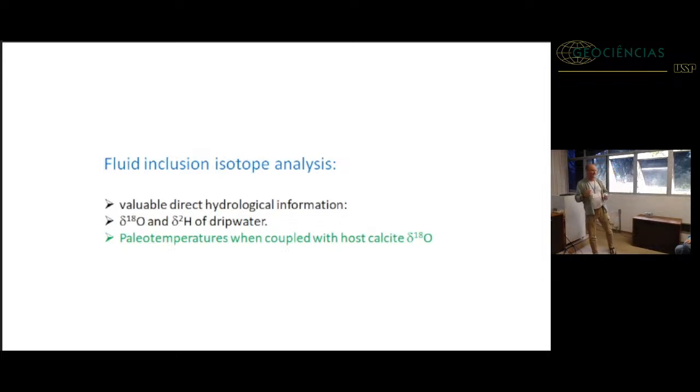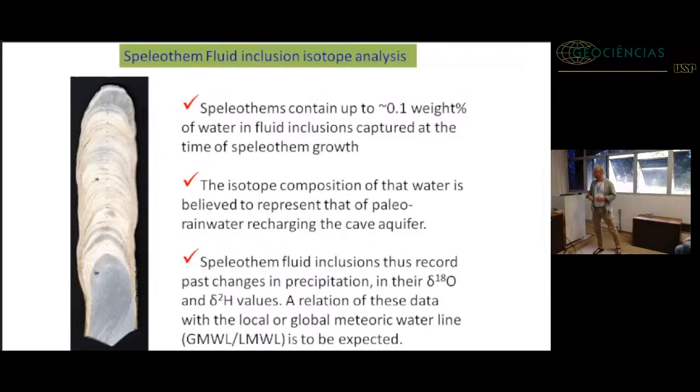But it works in some cases, right? So you then do the oxygen isotopes of the calcite and the oxygen isotopes of the water and derive paleotemperatures. Here we go. The typical speleothem contains up to 0.1% of water, which doesn't sound like much, but if you have a kilogram of speleothem, and we often have that, that's still a gram of water, right? That's pretty good.